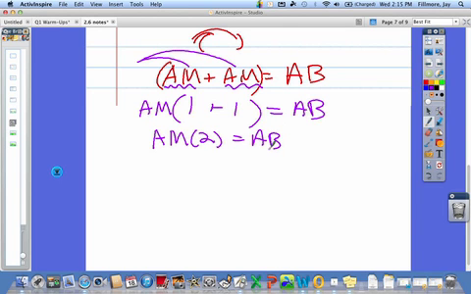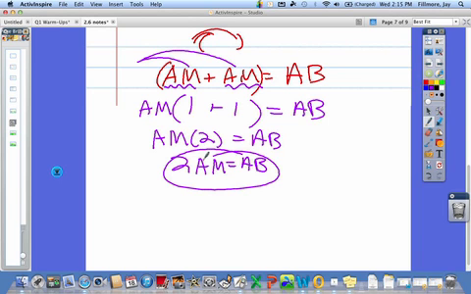And using my commutative property of multiplication, the order doesn't matter. I can write this as 2AM equals AB. So I use my distributive property in reverse by factoring to essentially go from here to here, which is just like combining like terms. So that's what Euclid had to do. He didn't use combining like terms. He kind of used the reverse of the distributive property. It's the long way to go about it. We know this today as combining like terms, but that's what he had to work with.